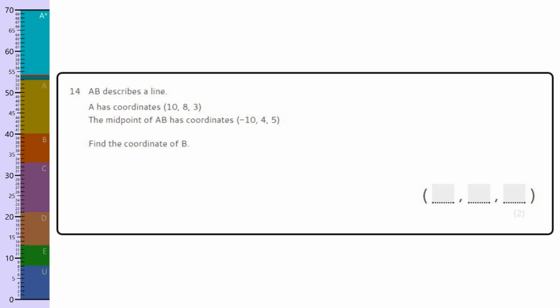Okay, so 3D coordinates. A lot of people look at these and go, "Oh God, that's awful. It's really hard." They're not hard. It's the same as 2D coordinates. It's just you've got a z value as well as the x and the y.